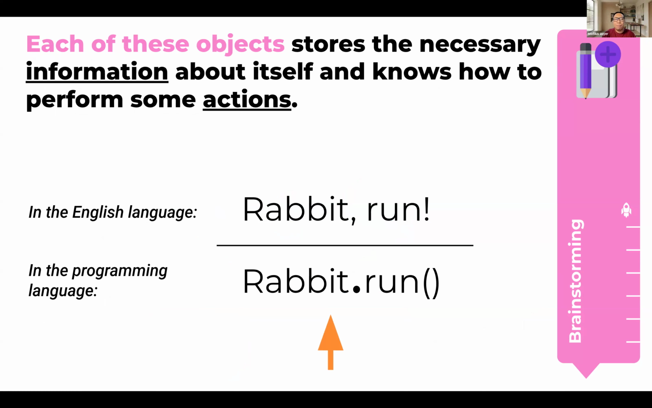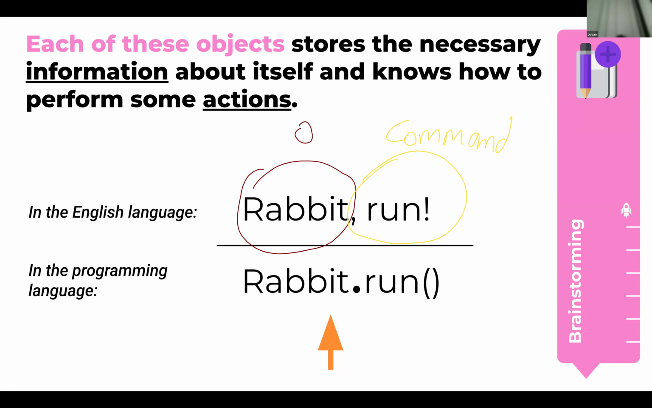So this is just an example of a comparison of how to use an object to make our commands. In English, if you want to tell a rabbit to run, you can say it like this, right? You say the object first. This is the object, right? And then you give it the command. So this is the command: run. Do you get it? And this is in English.